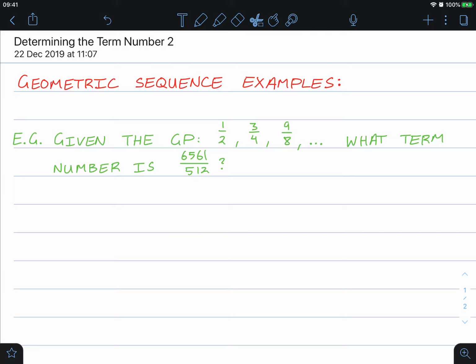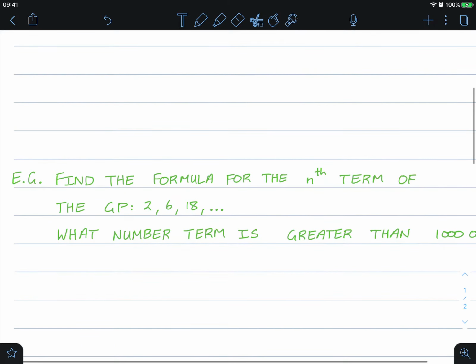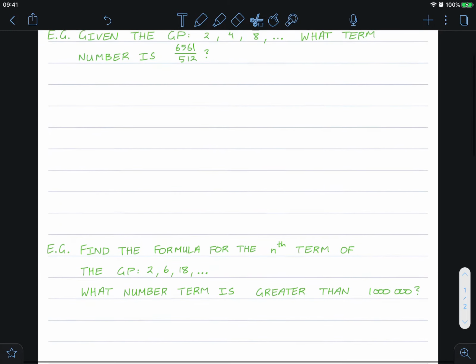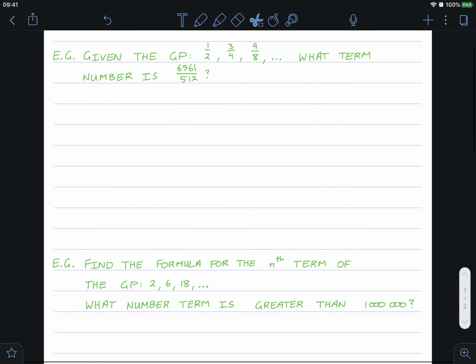Hello class, this is just another application of determining the term number. In this video we'll be doing the exact same concept in geometric progressions. So here are the two examples that we'll be covering. You can pause the video and give this a go yourself.